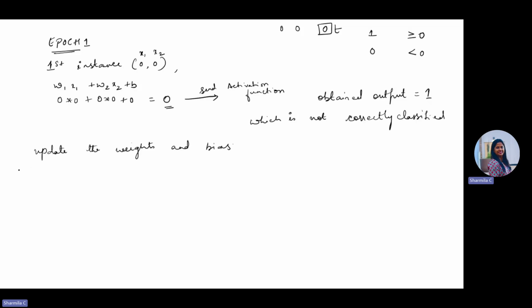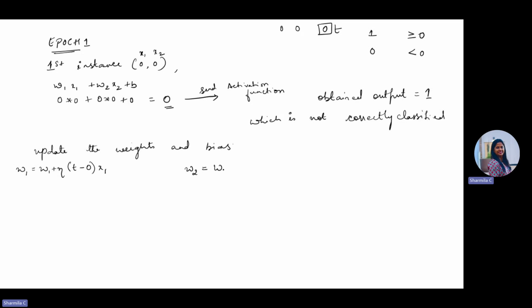So how to update the weights now? I need to update the weight W1, which is equal to W1 plus the learning rate times the target output minus the obtained output, into X1. How to update that value? W2.